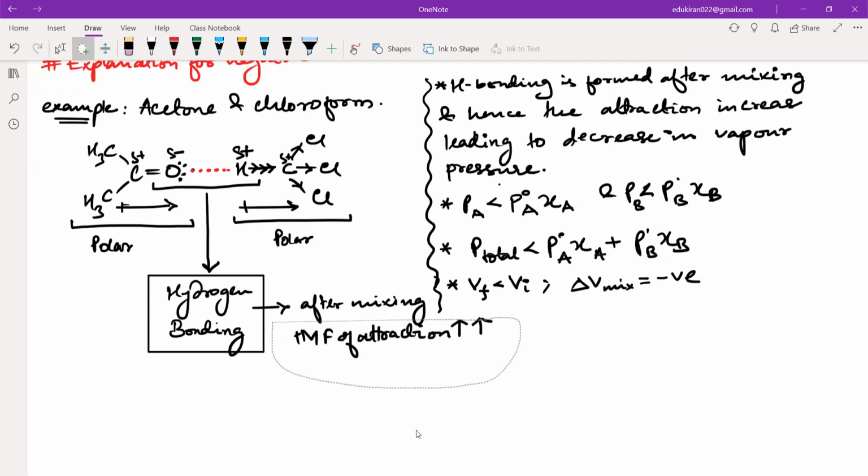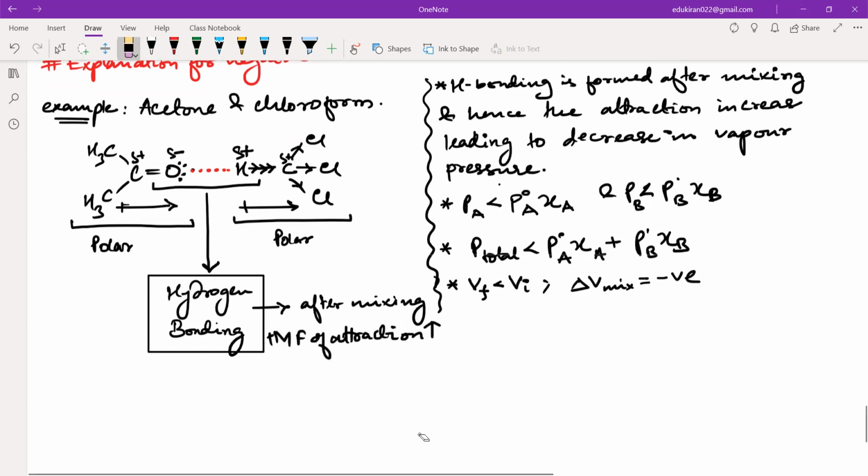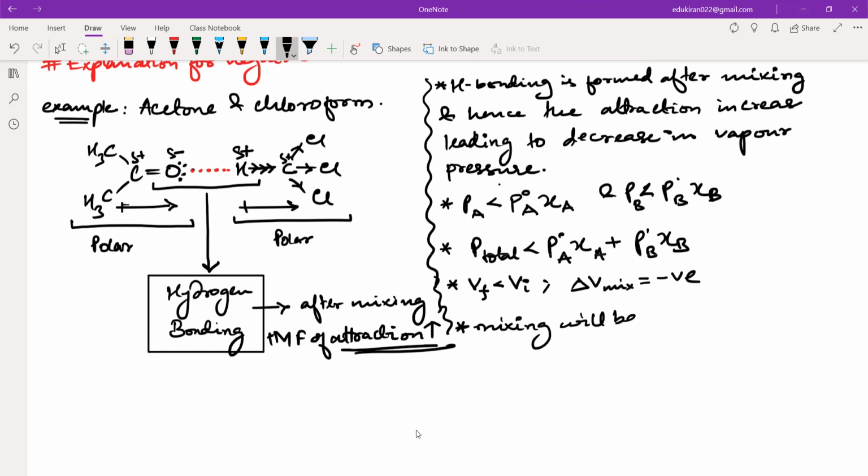Now the last point that we can write is about the H of mixing, delta H of mixing. Now what is happening? The intermolecular force of attraction is increasing. So after mixing, we are forming more and more attraction. If we are forming more and more attraction, then we are releasing more and more energy. If energy is released, the mixing will be exothermic. And that is why delta H of mixing will be negative. Okay, so these are the points for negative deviation.